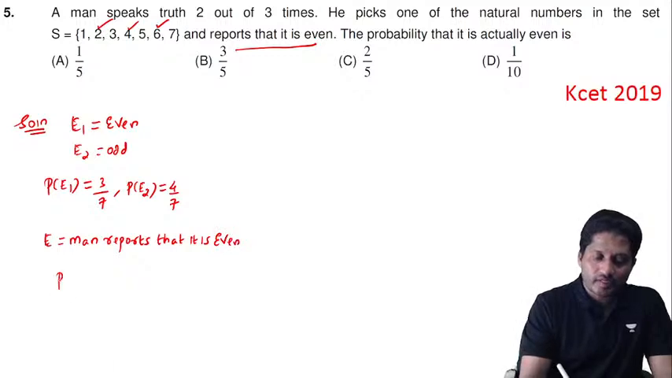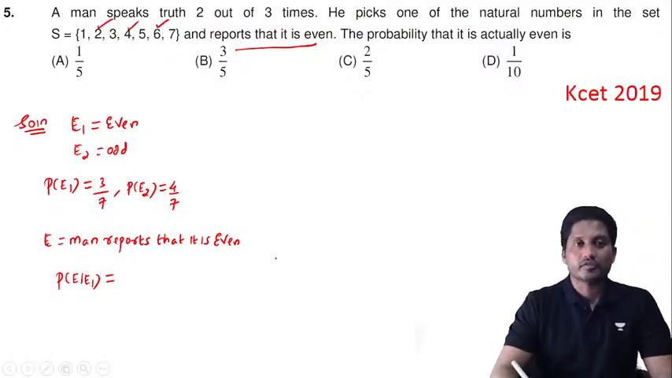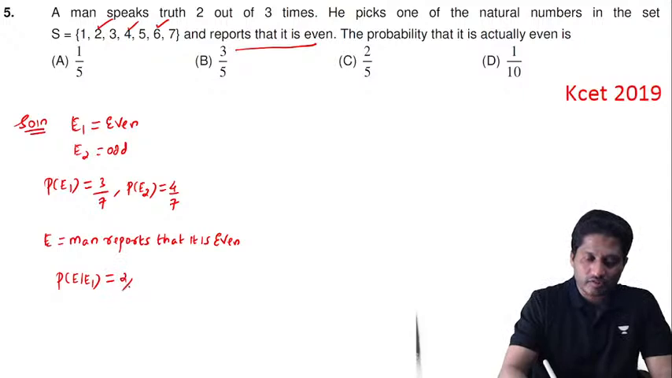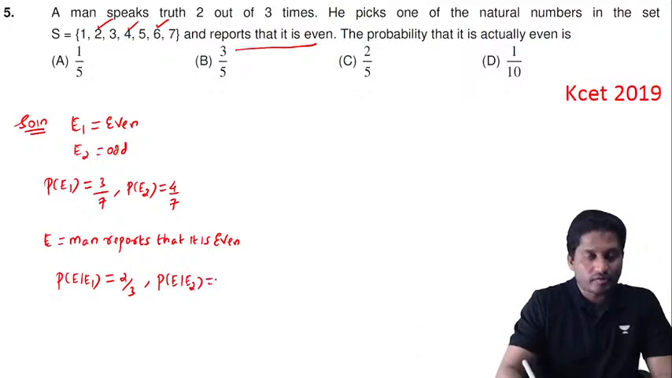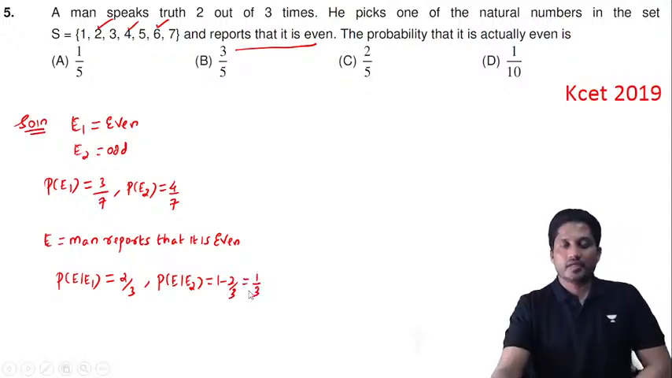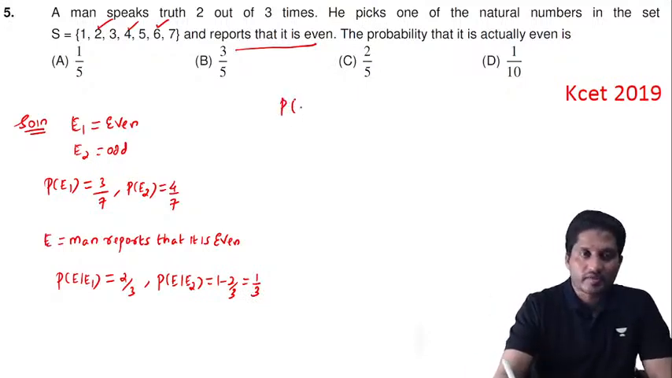Now probability of E given E1 is equal to the man reports that it's an even and it's actually even. So he speaks truth 2 out of 3 times, right? So this is 2 by 3. So P of E given E1 is 2 by 3. If he speaks truth 2 out of 3 times, obviously lie will be 1 out of 3 times, 1 minus 2 by 3, which is equal to 1 by 3. So this is P of E given E2. Probability that it is actually even.